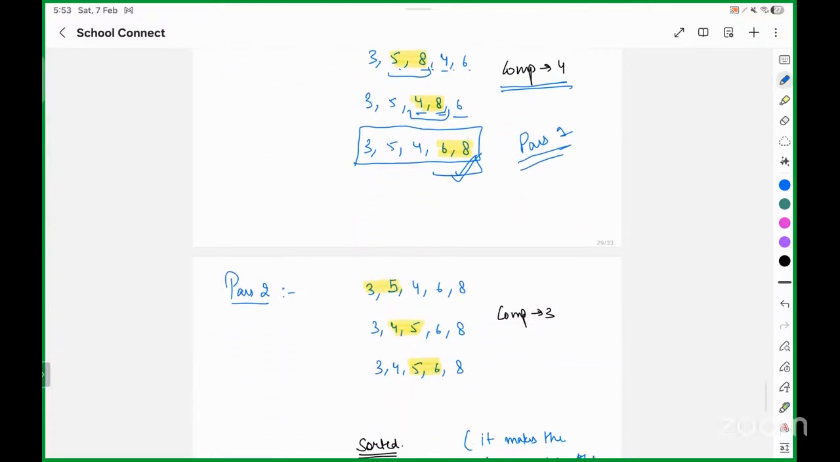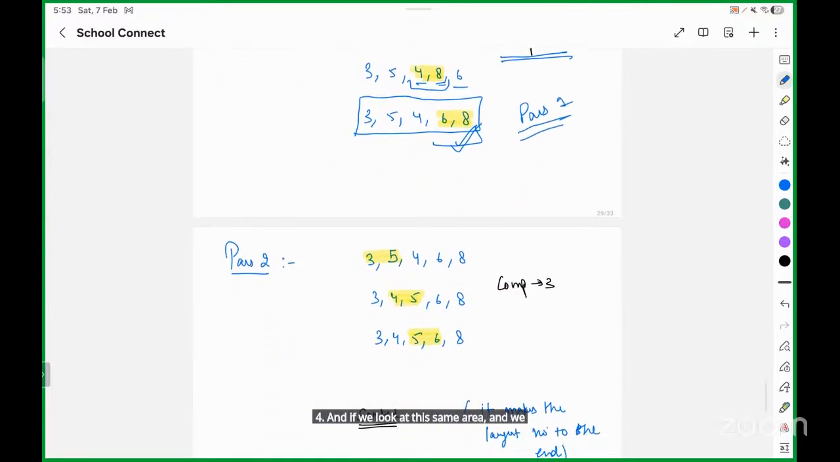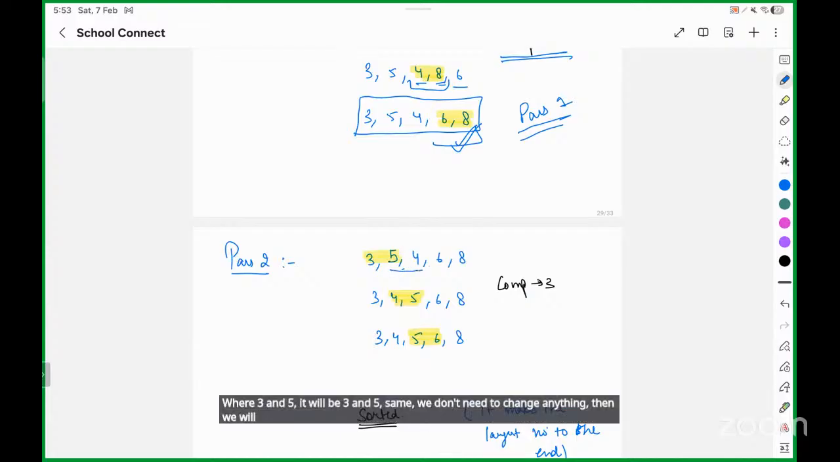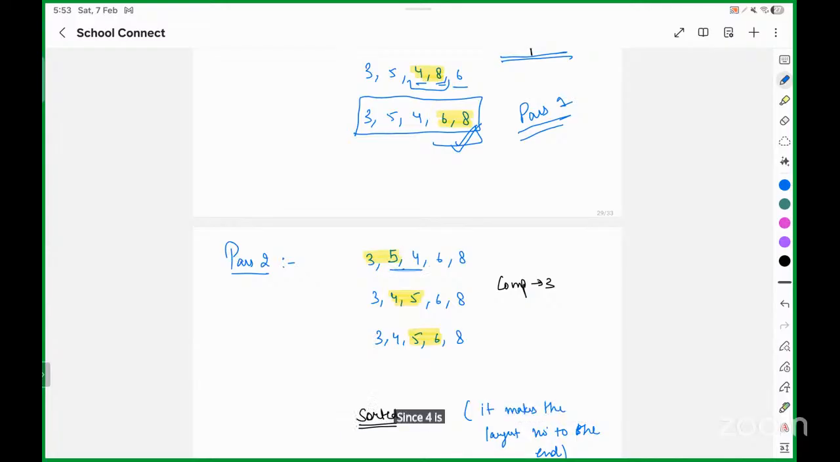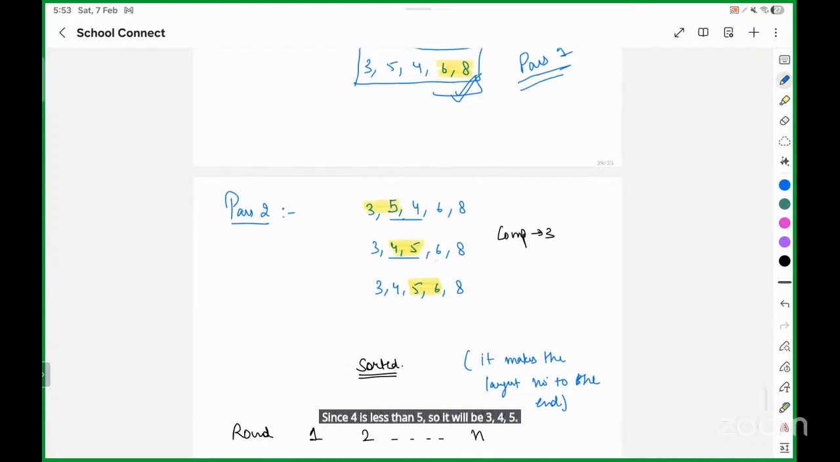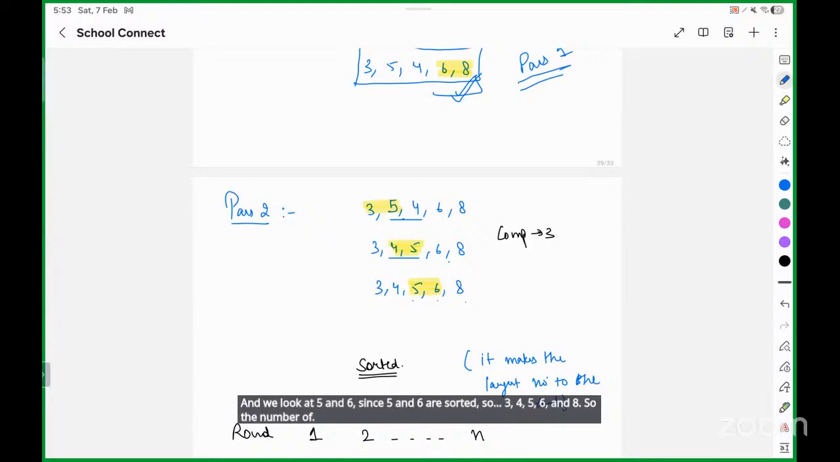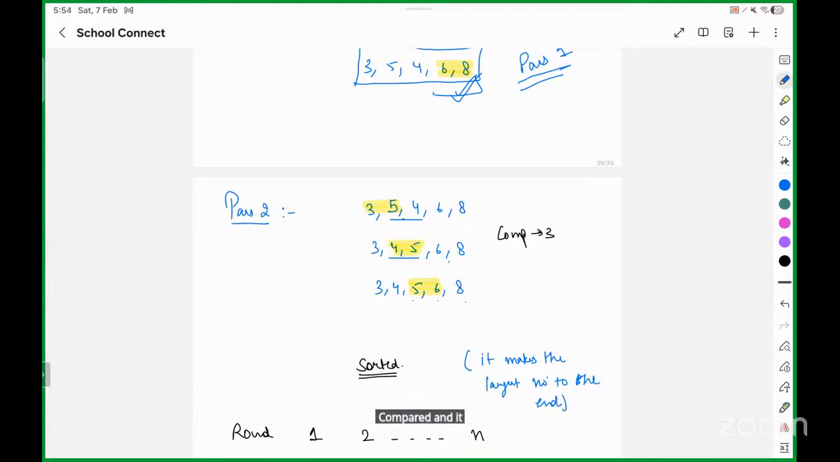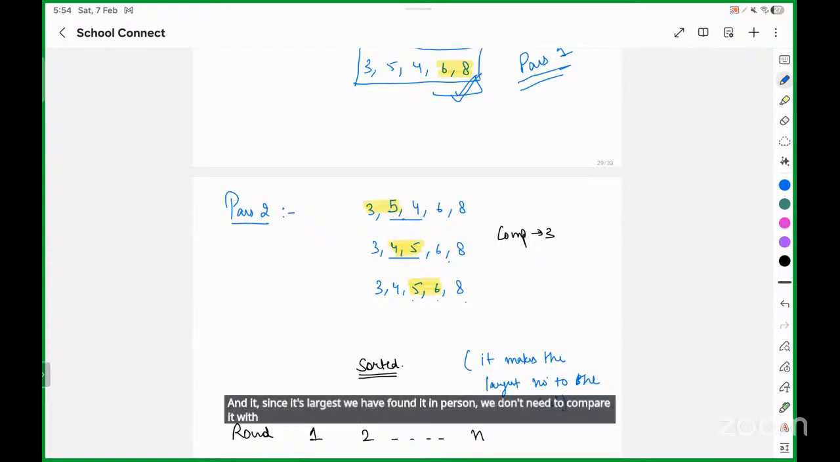And if we look at the same array and look at pass 2, first we will compare 3 and 5. It will be 3 and 5, the same. We don't need to change anything. Then we will look at 5 and 4. Since 4 is less than 5, it will be 3, 4, 5. And we look at 5 and 6. Since 5 and 6 are sorted, it stays 3, 4, 5, 6, and 8. Since 8 is the largest, we have found it in pass 1. We don't need to compare it with 8. So the number of comparisons is now 3.